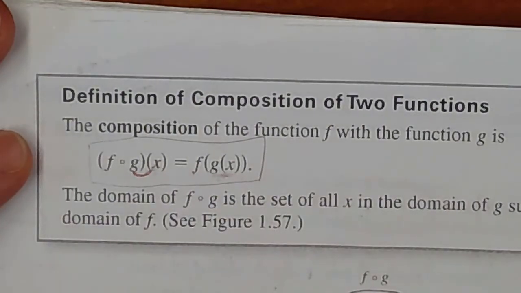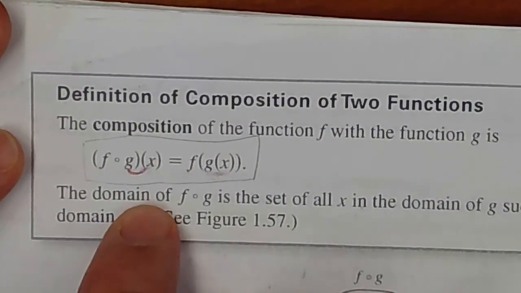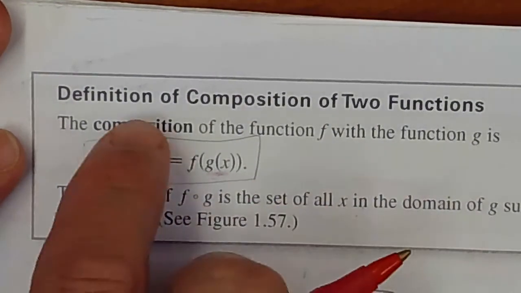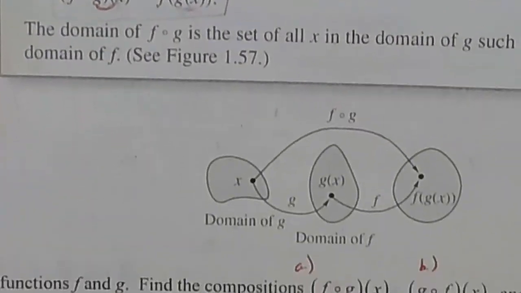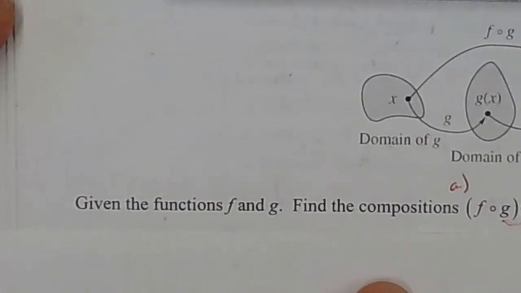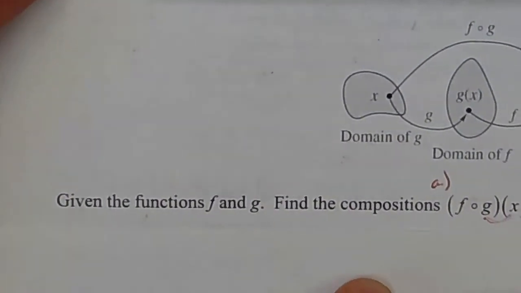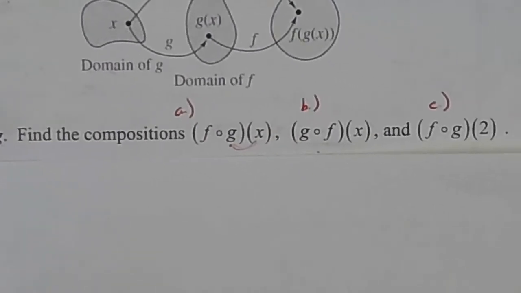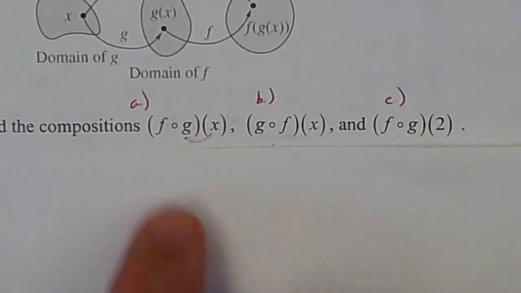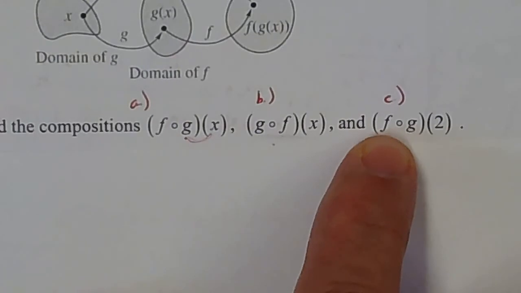We're not going to work too much on domains of these ones, just mainly on creating these compositions. All right, so let's take a look at the directions down here. Given these functions, f and g, find these compositions. Let's go ahead and label it A, B, and C for our work. This is part A, part B, and part C.